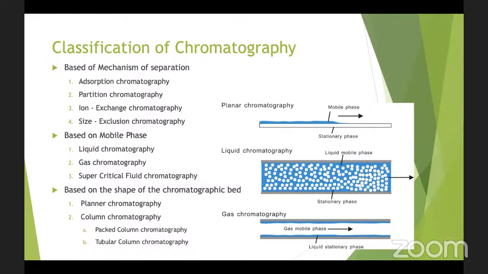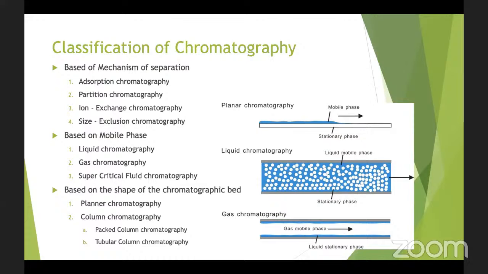Then the third one is ion exchange chromatography. In ion exchange chromatography, there is an exchange of ions. That is, ions are attached with the resin. Resin is the stationary phase here, and the ions in the sample or analyte to be isolated replace these ions from the resin and attach themselves to it. So basically, this is kind of a replacement.